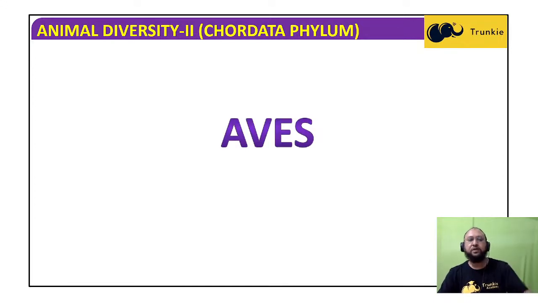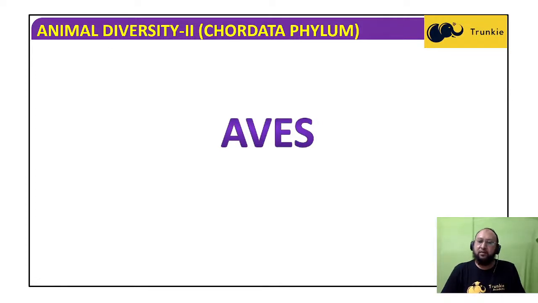Today we'll study about the class Aves and Mammalia. Like I told you yesterday, we'll be studying Aves and mammals. Yesterday we studied about the class Amphibia and Reptilia. So these amphibians, reptilians, Aves and mammalian animals are tetrapods, which I explained yesterday.